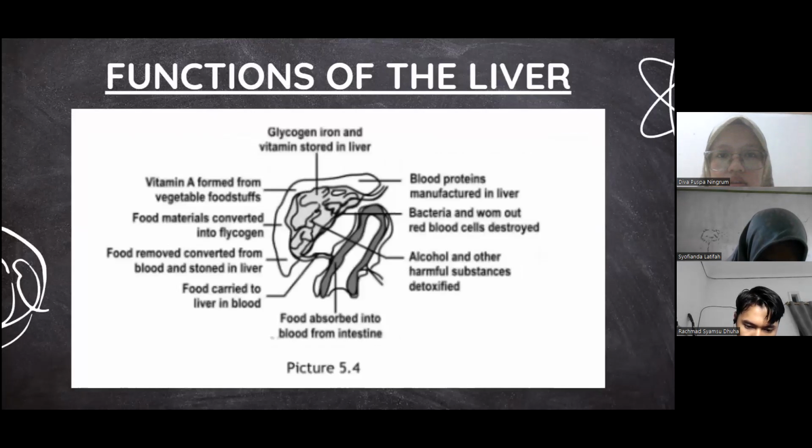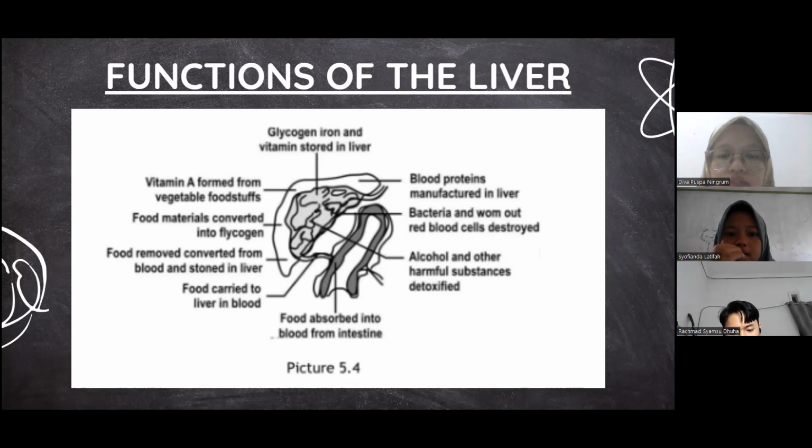Next, the function of the liver. So the liver is the largest organ in the body and has many important functions connected with the digestion, manufacture, and control of substances in the blood. When the food has passed into the blood from the intestine, it is absorbed to the liver, where it is carried and removed. Certain food materials are stored as glycogen in the liver, and vitamin A is converted from substances in vegetable foods. The blood proteins are also manufactured in the liver.